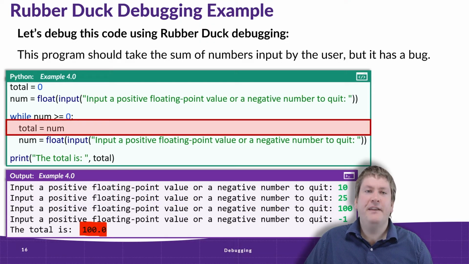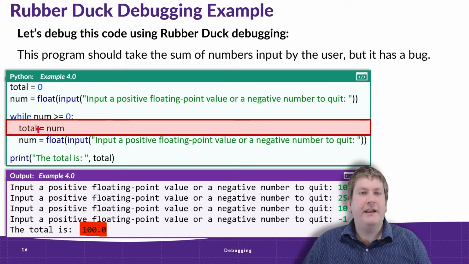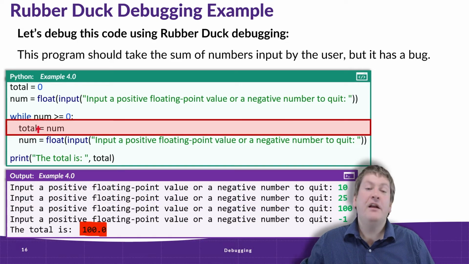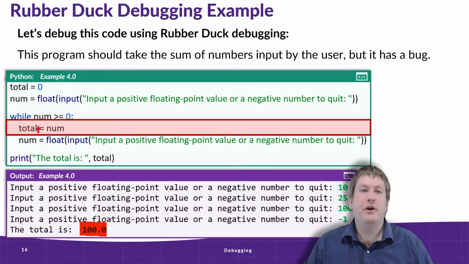So the way we would fix this is we would add a plus sign here. So that is the idea here. We're going to go line by line from the top of our code, or at least the area where we think the bug is, and explain it out loud to our duck.